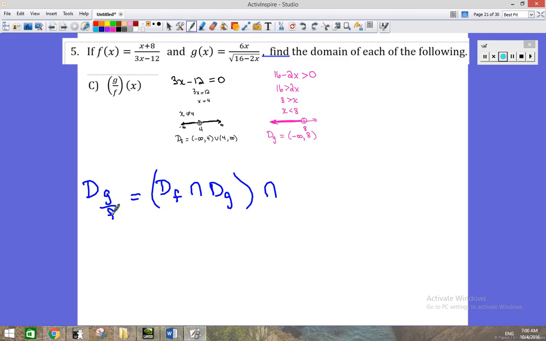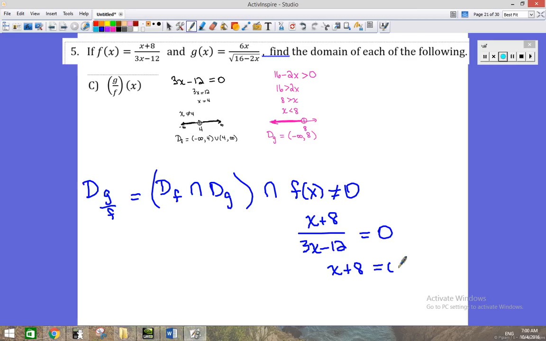We do not want this denominator, f of x, to equal 0. So when will f of x equal 0? Well, since f of x is a fraction, we're interested when a fraction reduces to 0, it's because of the numerator. We do not want to allow x to be negative 8 in the domain, because if we tried to substitute x equals negative 8 into this new function g over f, the function f would be 0. You'd be dividing by 0 and you wouldn't have a corresponding y value.